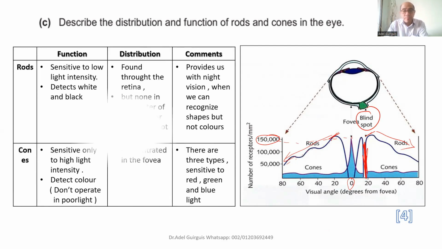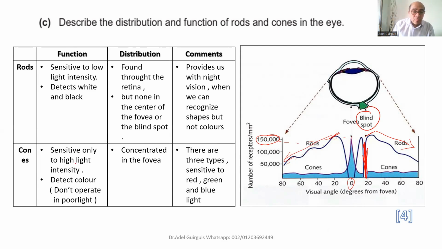Again, with this table. Now, for distribution, firstly for rods. Rods are found throughout the retina, but none in the center of the fovea or at the blind spot. What about cones? Cones are concentrated in the fovea, while there are few cones away from the fovea. Throughout the retina, but in little number, like here, this bluish area. A little number of cones is found in the retina, accumulating in high concentration at the fovea.